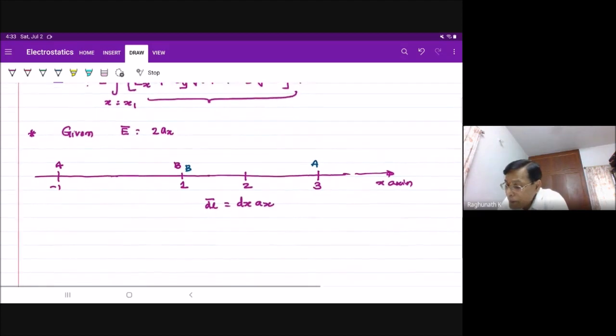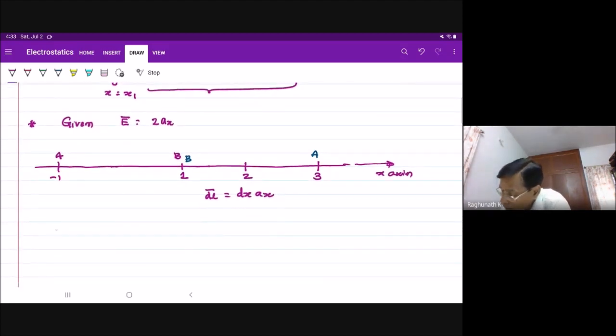What is VBA? VBA is equal to integral from -1 to 1. Correct only? Because I'm going from A to B. E bar dot dL bar is what? E bar dot dL bar is 2 dx.